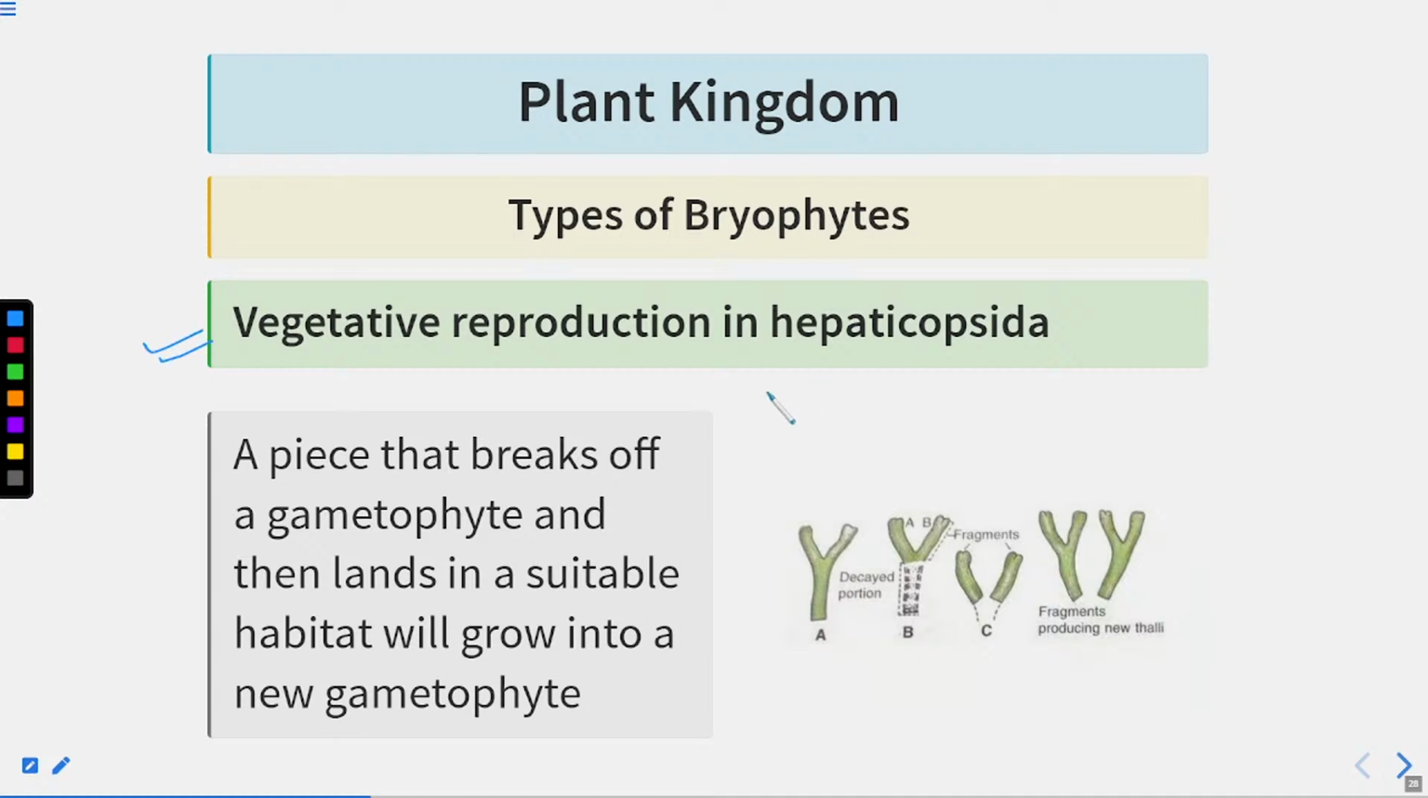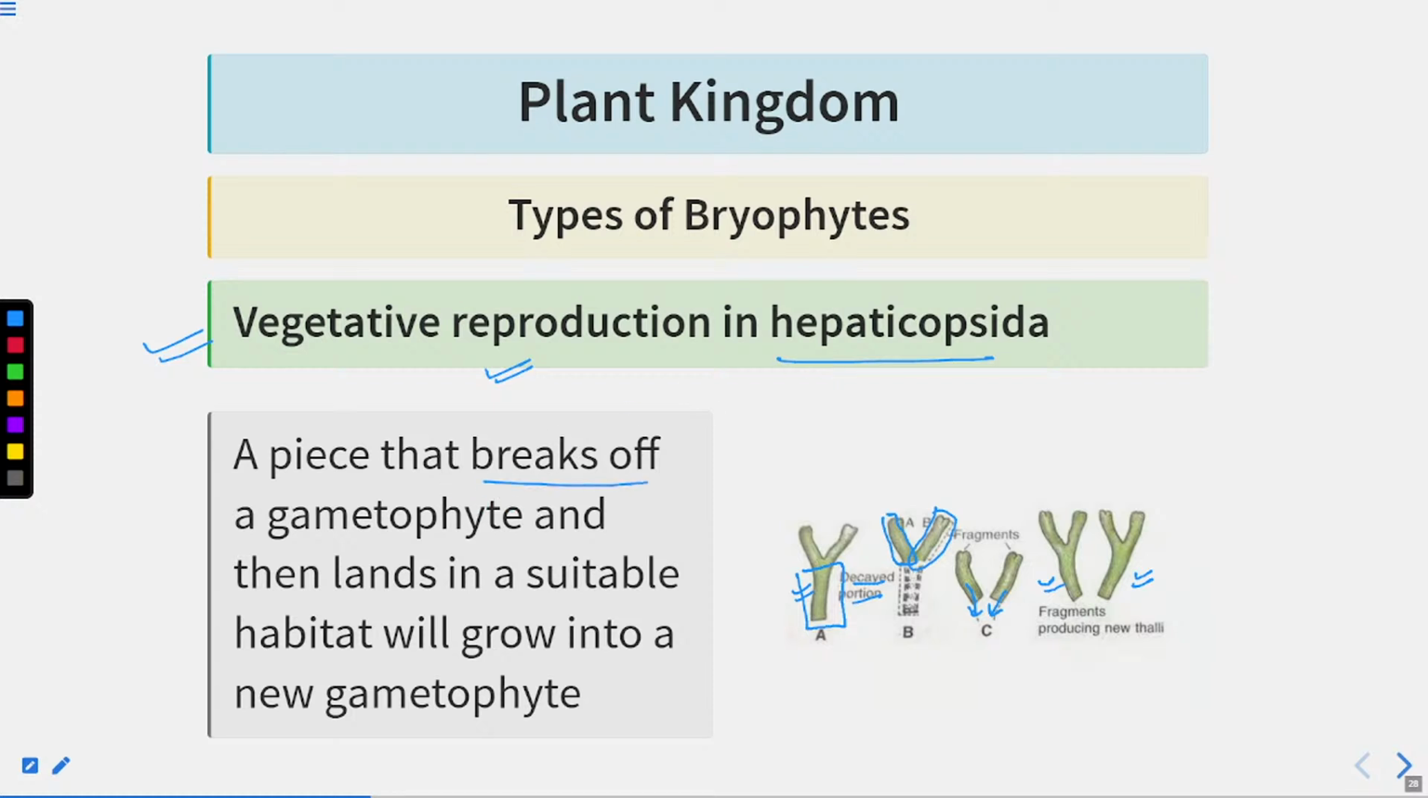Vegetative reproduction in Hepaticopsida. So here you can see this is one of the branches of the thallus. What happens is, if the lower part of the thallus gets decayed, we can have these two parts, A and B, like this. So this part can grow and it can form a new thallus, right? So they have such type of vegetative reproduction in Hepaticopsida.